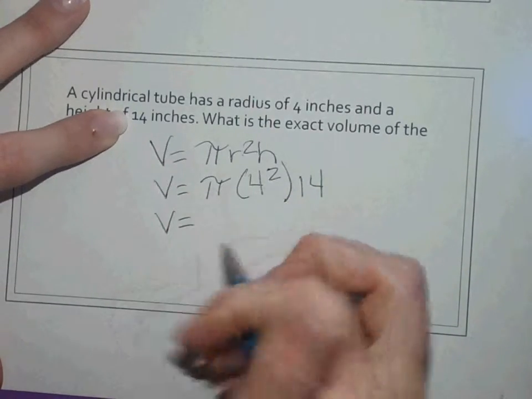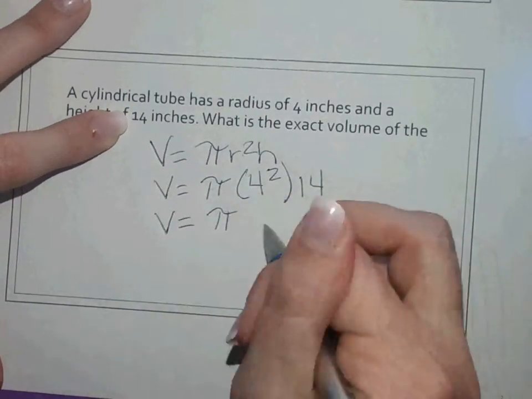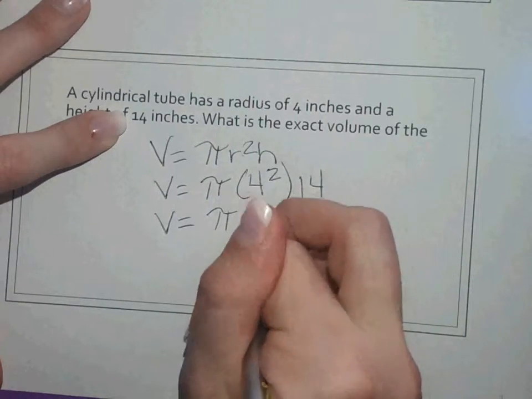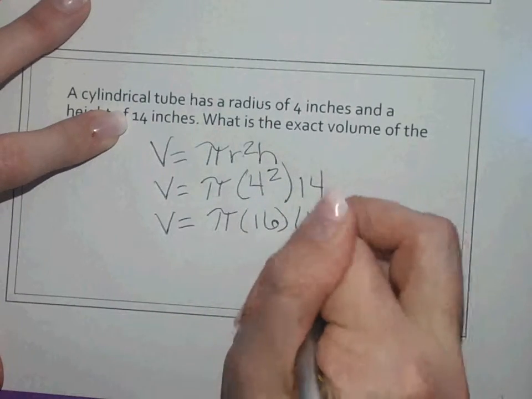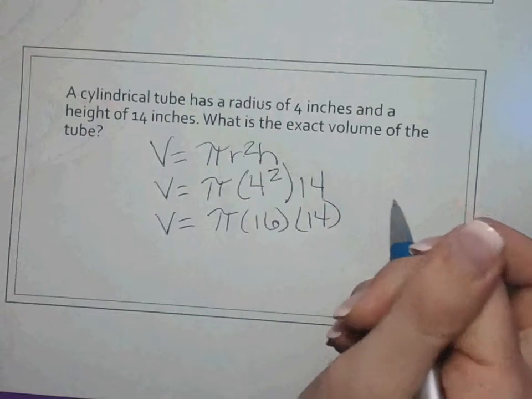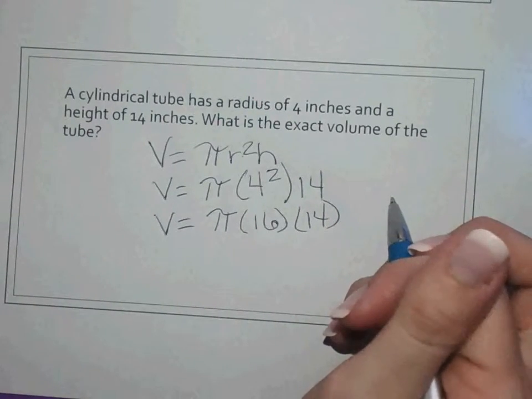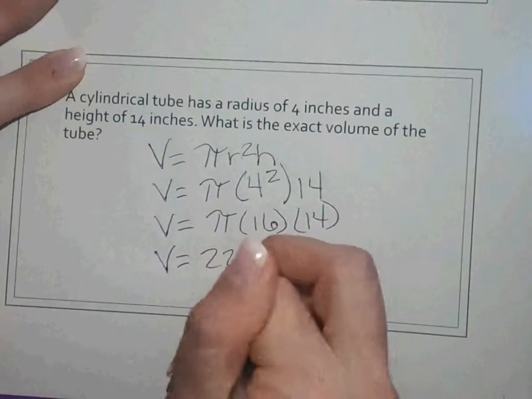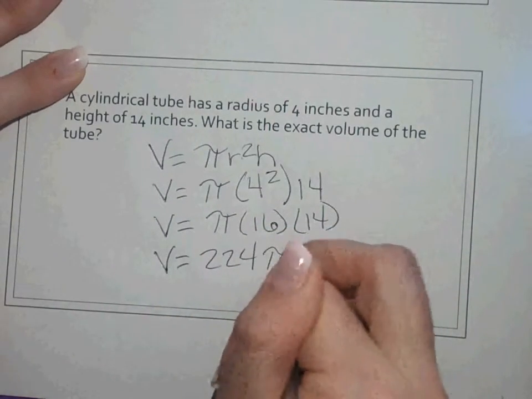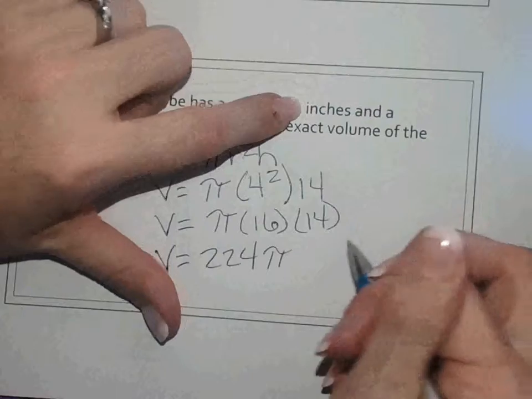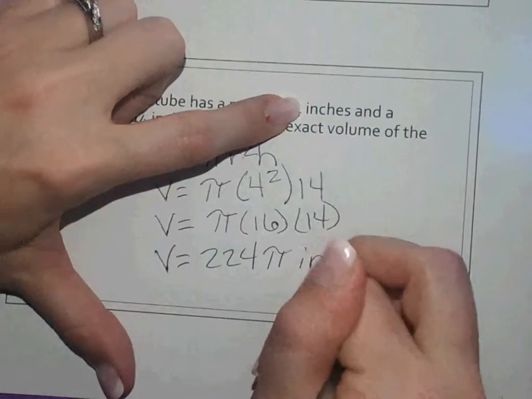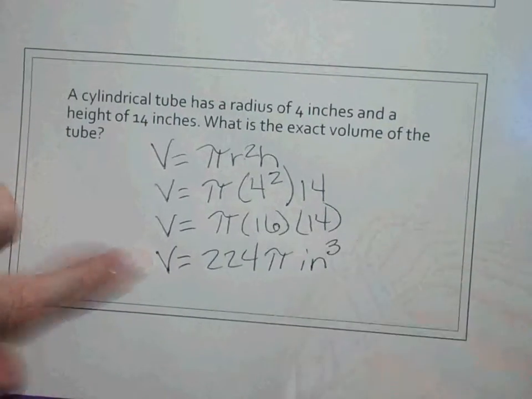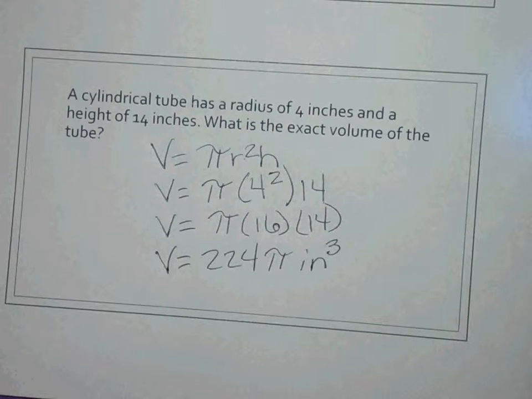So the first thing I'm going to do is square 4. 4 times 4 is 16. And then I'm going to multiply 16 times 14. So I get 224. Remember, the pi stays in here. And then I've got to have my units, and this is inches. Remember, volume is always cubed. So 224 pi inches cubed.